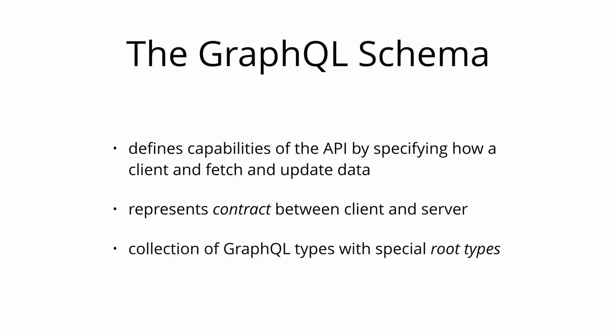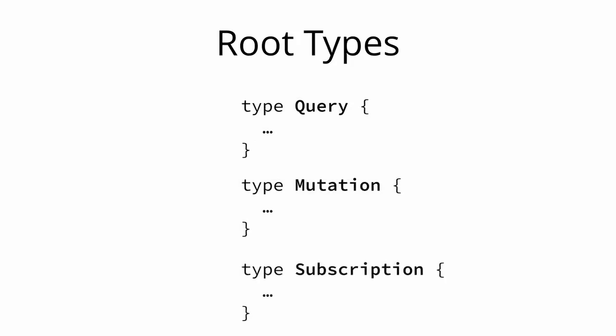It is often seen as a contract between the server and the client, and in general, a schema is simply a collection of GraphQL types. However, each schema will have some root types that define the entry points for the API.